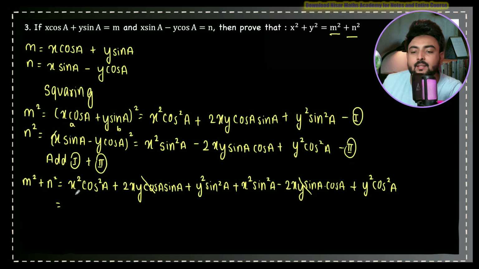So I'll write these x square terms together so that we can take common from that. Yes, I'll just highlight it so that it will be more clear to you. You see this and this.